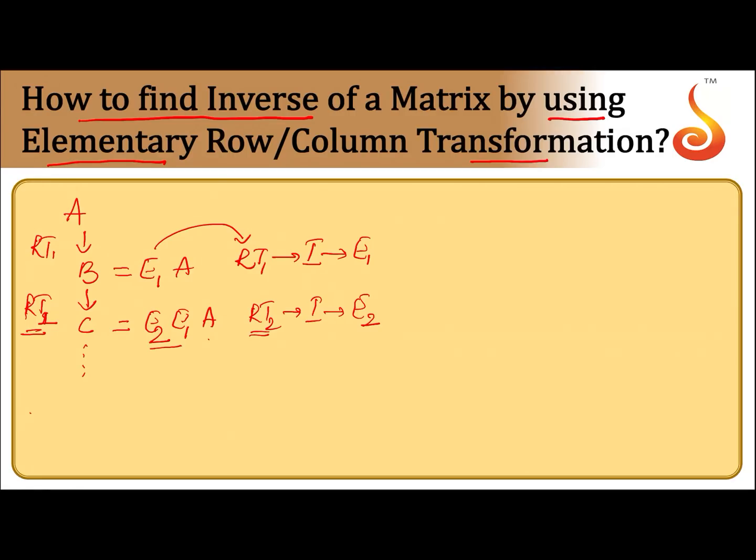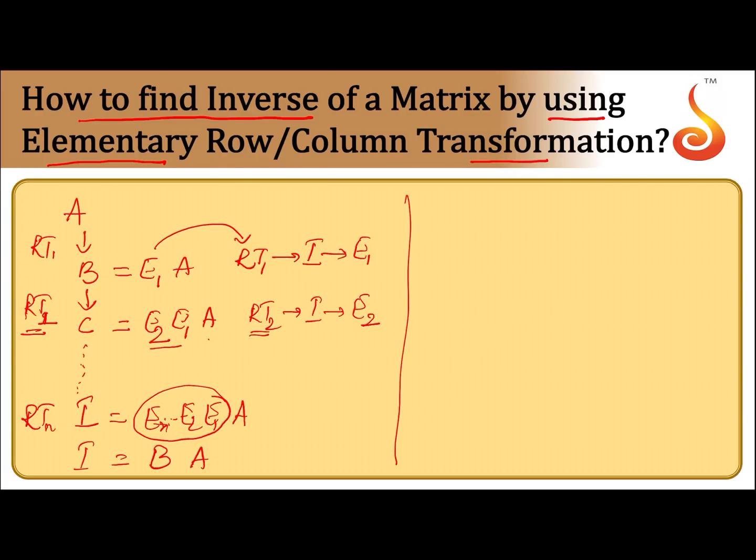In continuation, suppose n transformations reduce this matrix to a unit matrix. That results in E1, E2 and so on up to En multiplied by A, such that I can be written as the product of all these, which is nothing but a matrix multiplied by A, and that matrix is B.